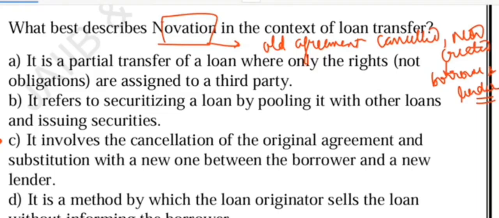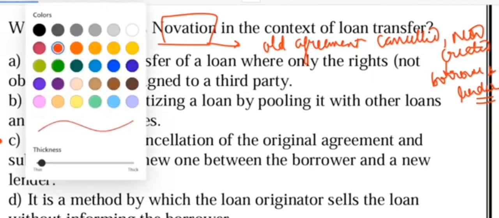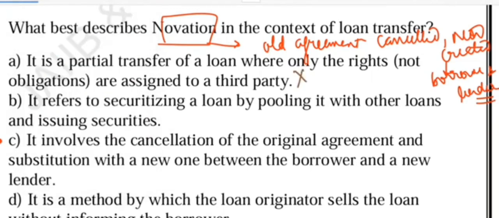So let's go through each and every option. Option A says that it is a partial transfer where only rights are assigned. What do you think about it? No, this is wrong. Why? Because this is a kind of assignment, not novation. In assignment, the new party only gets the benefit, not the responsibilities.